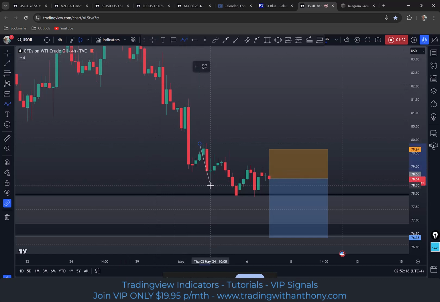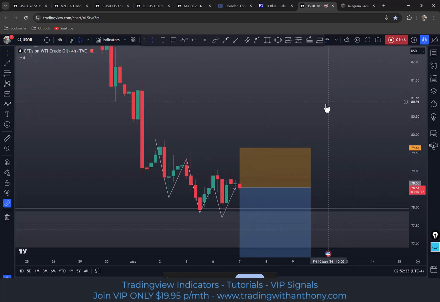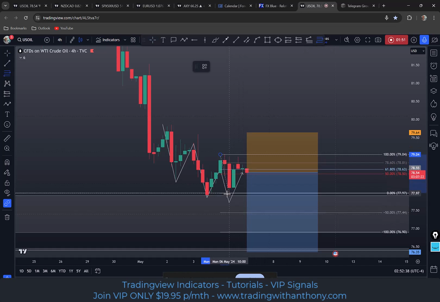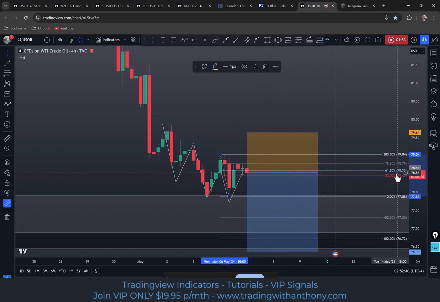Looking at these price swings: swing high, swing low, retrace, sell. Swing high, swing low, retrace, sell. That's my strategy. Fibonacci, high to low, into the 50 to 61.8, we're right there. Okay, so we could sell now.